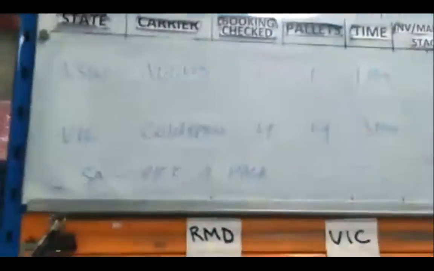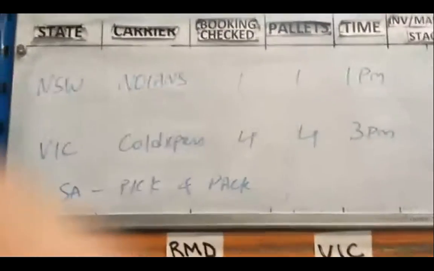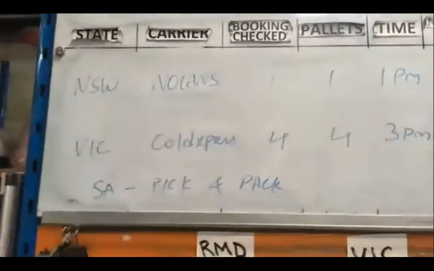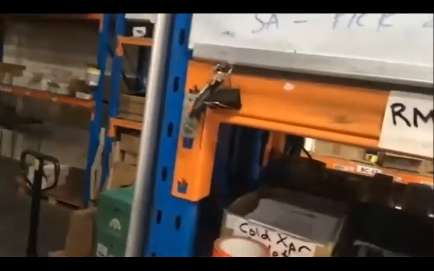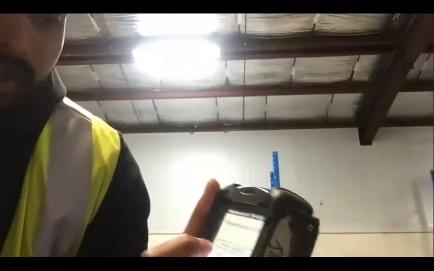This is how our system works. Like we got due timings. By 1 p.m. we have to dispatch New South Wales, and 3 p.m. we have to dispatch Victoria. And following that, they'll pick SA for tomorrow morning's pickup. It's around 8:30, so they'll do it in advance, one day before, so we can dispatch on time.